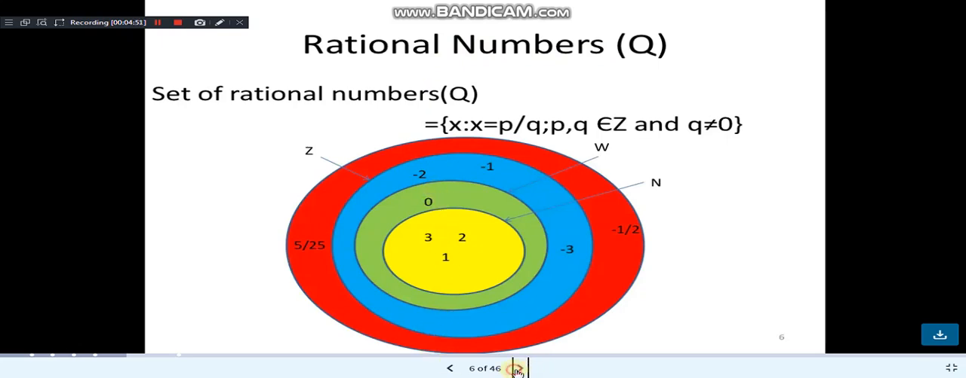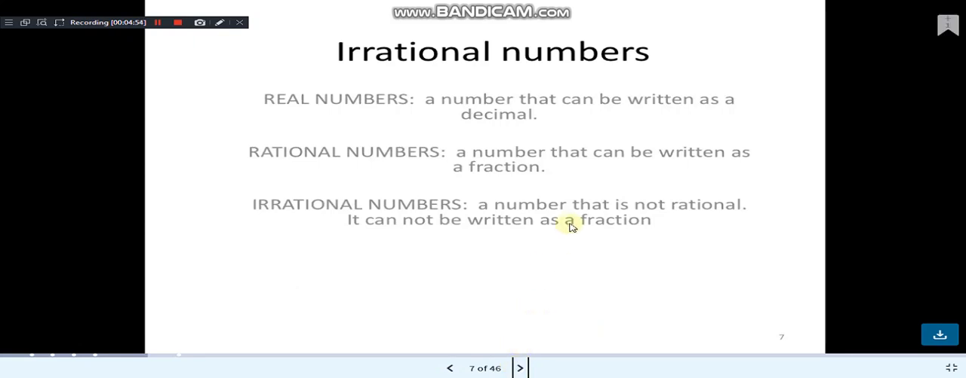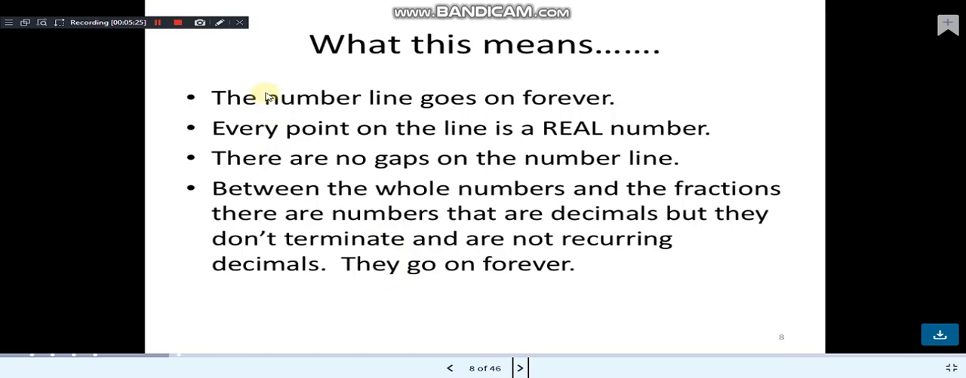So after rational numbers, we will be having irrational numbers. Irrational number is a number which is not rational. Of course, very simple definition. The numbers which are not rational are called irrational, and they cannot be written as a fraction. So now children, we have real numbers also. A number that can be written as a decimal is called a real number. We will learn more about it in the next video. The number line goes on forever. Every point on the number line is a real number. There are no gaps on the number line. Between the whole numbers and the fractions, there are numbers that are decimals, but they don't terminate and are not recurring decimals. They go on forever.